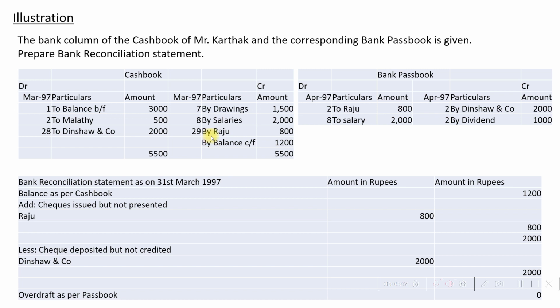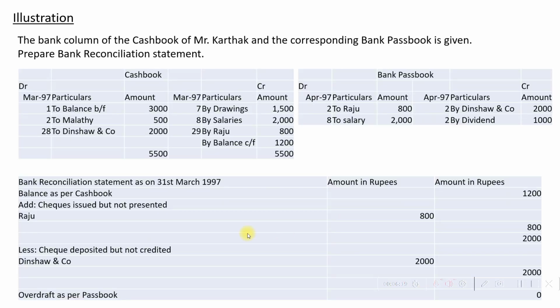Similarly, on the credit side of the cash book, there is an entry for Raju for 800 rupees. What does that mean? It means the trader has paid 800 rupees by means of a check, since it is the bank column. That is only recorded in the bank passbook of the trader on April 2nd, 1997, for 800. So we put that under checks issued but not presented, Raju, 800 rupees.